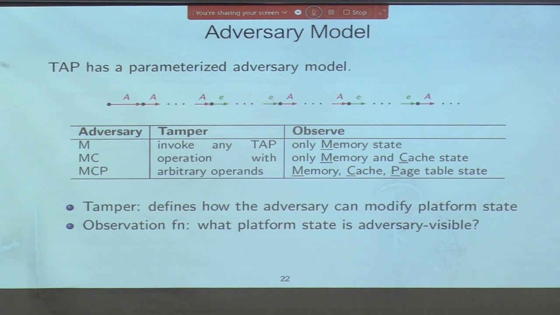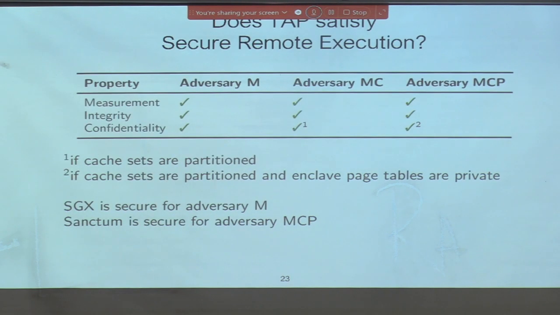And what we were able to prove, and I'll say in a minute how we did this, is that first of all, we checked whether this formal model satisfies the secure remote execution property, and we were able to show this in most cases except for two.